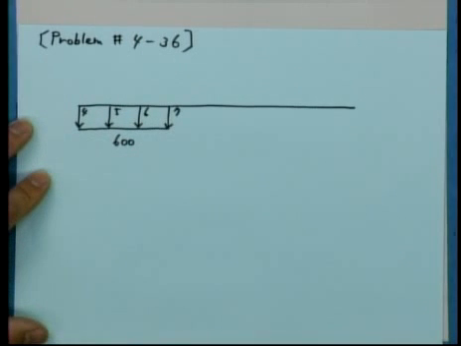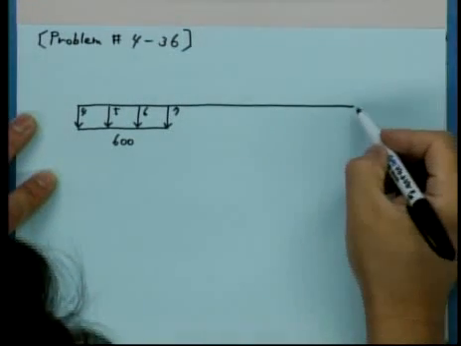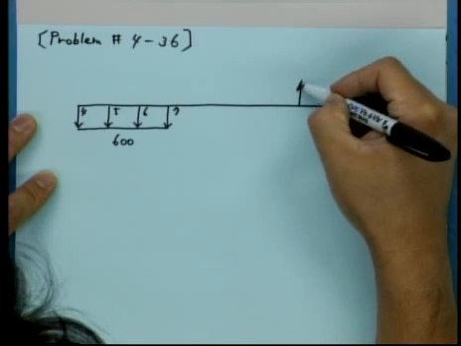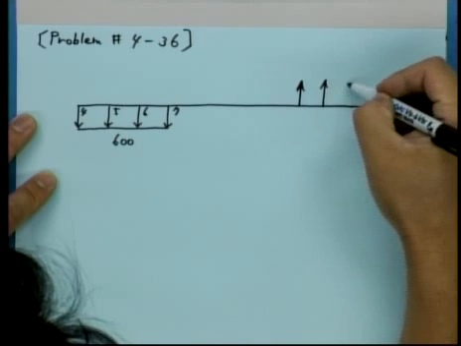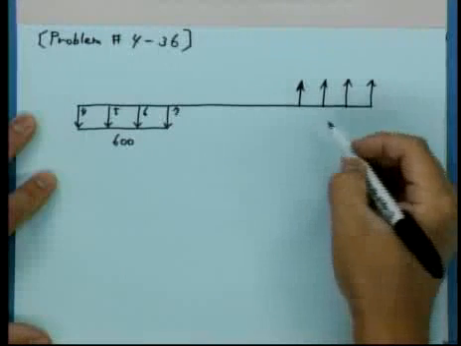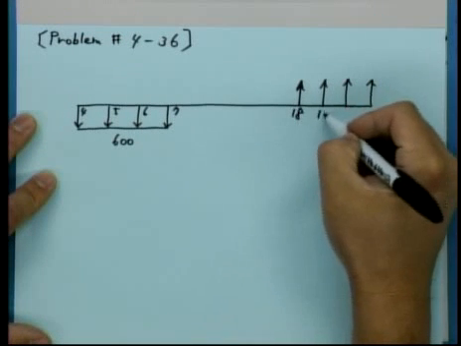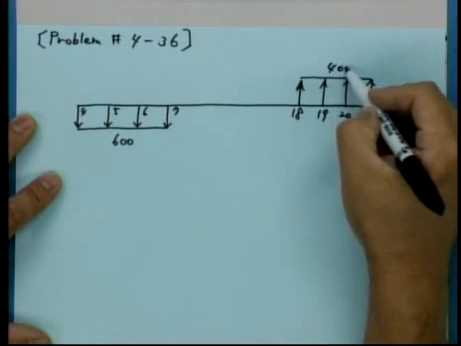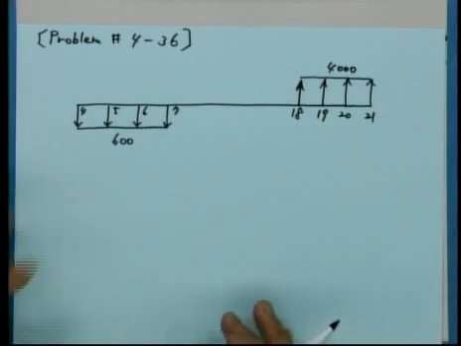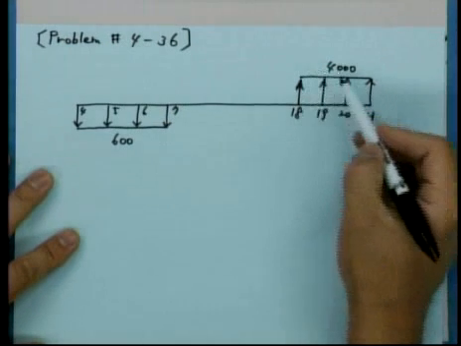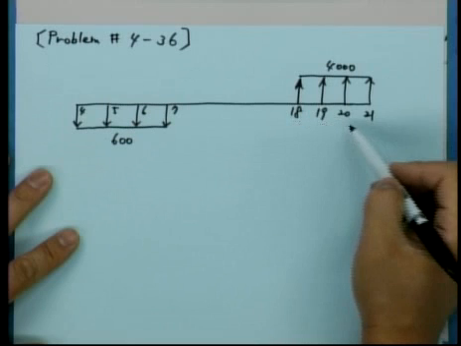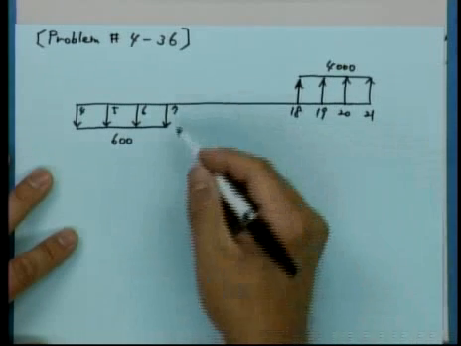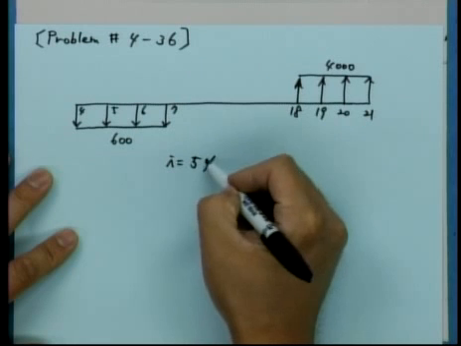And he wants to give his daughter $4,000. So let's say this is the 18, 19, 20, 21st. Because he wants to give his daughter $4,000 on her 18th, 19th, 20th, and 21st birthday. And what is the interest rate? Okay. It's 5% interest rate.